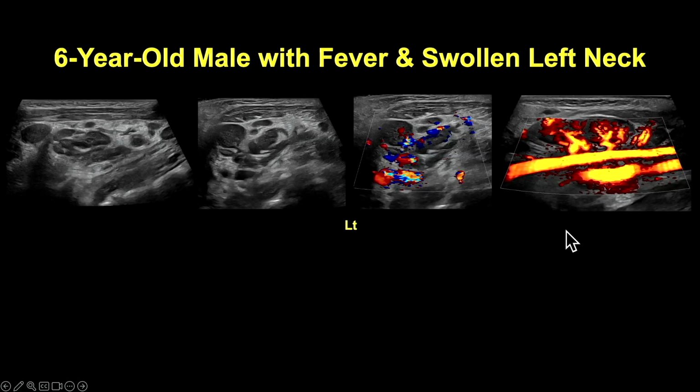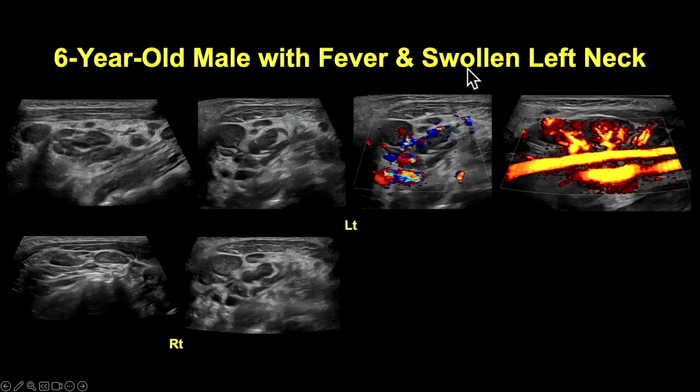The next case is of a 6-year-old male who presented with fever and a swelling of the left neck. And you can see on these grayscale images that there are multiple enlarged lymph nodes that are hypervascular on color and power Doppler imaging. Their internal architecture is preserved, and there's a lot of swelling and increased echogenicity of the soft tissue surrounding those nodes with loss of the usual soft tissue planes.